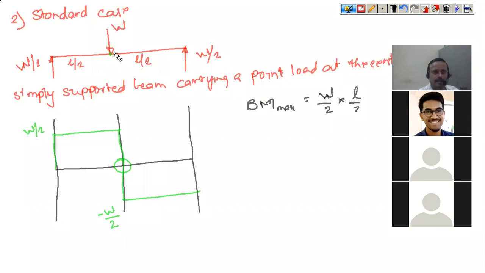If you look here, this will produce a clockwise motion. So this is positive. So M becomes equal to WL by 4, where W is the applied load, L is the length of the beam.